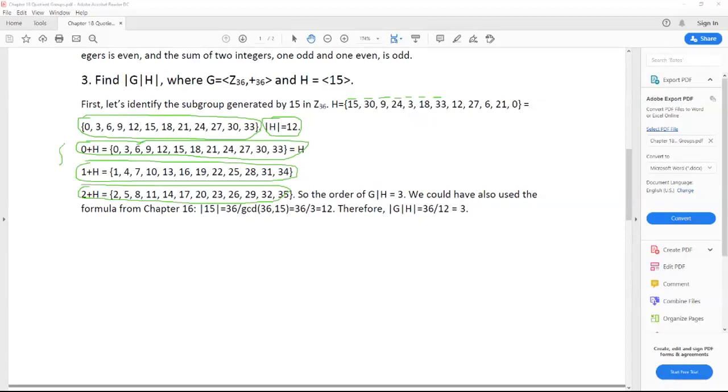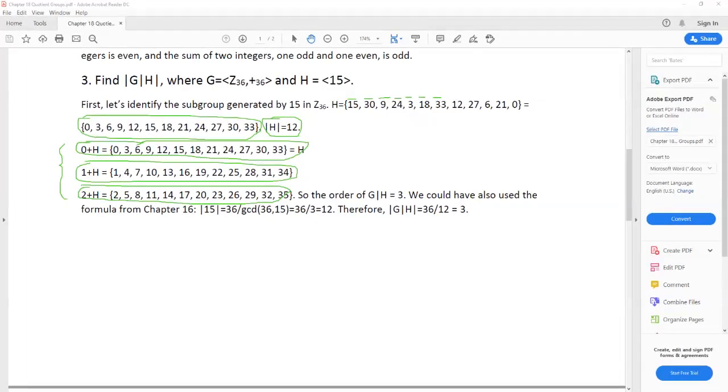Notice that these 3 partitions actually comprise the totality of Z36. Of course, 3 plus H would simply add 3 to any multiple of 3, which puts us right back in the same orbit, 0 plus H. So the order of G/H is going to be 3. And of course, these are all of the normal subgroups in Z36. Okay.